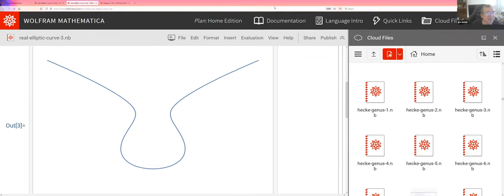Can I quickly stop sharing and get to the other sharing screen too.